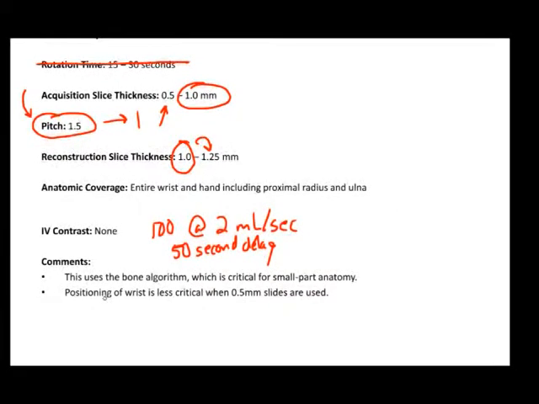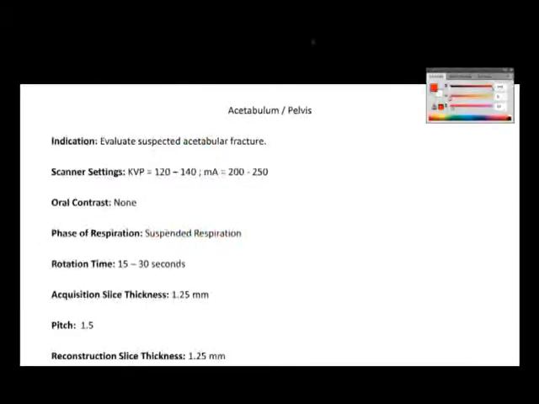One thing to notice is the positioning of the wrist is less critical when 0.5 millimeter slices are used. And that's simply because you're able to see virtually everything with 0.5 millimeter slices. As you increase the slice thickness, it becomes very critical to have the wrist positioned in a correct fashion. But that's why we tend to stay on the small side of the slices, so that we eliminate any discrepancy that might be caused by our positioning.